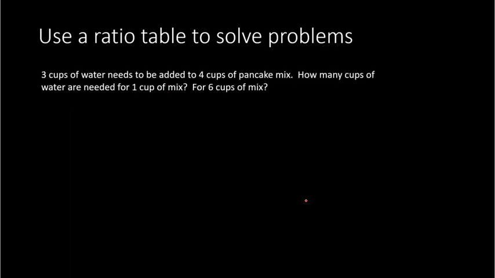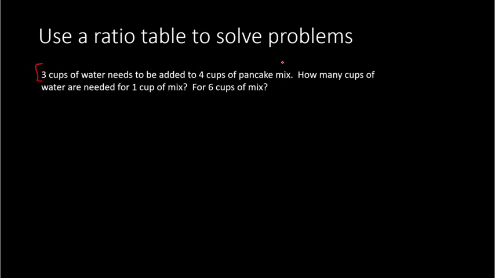And then here's one more where we can use ratio tables to solve word problems. All right, so this one, we're told that 3 cups of water needs to be added to 4 cups of pancake mix. And the question is, how many cups of water are needed for 1 cup of mix and for 6 cups of mix? So to begin, we can use the given information.